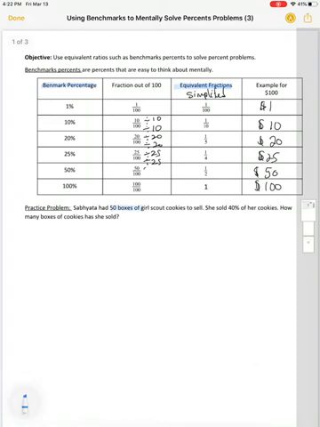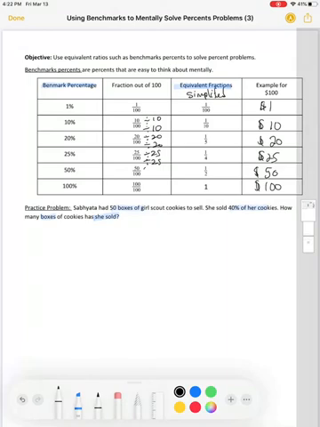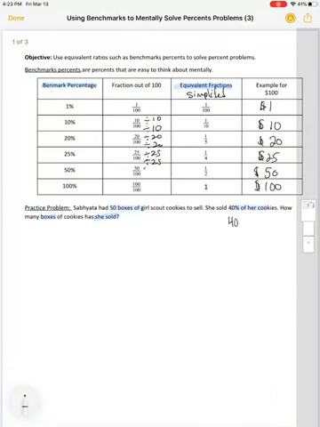Sabiata had 50 boxes of Girl Scout cookies to sell. She sold 40% of her cookies. How many boxes did she sell, or has she sold? So I see that the percent I'm dealing with is 40%, which isn't exactly one of my benchmarks. But what I can do is decompose this number into a benchmark. I can see that 40% is made of four 10%. So 10 plus 10 plus 10 plus 10 is 40. Okay, now I'm dealing with benchmarks.